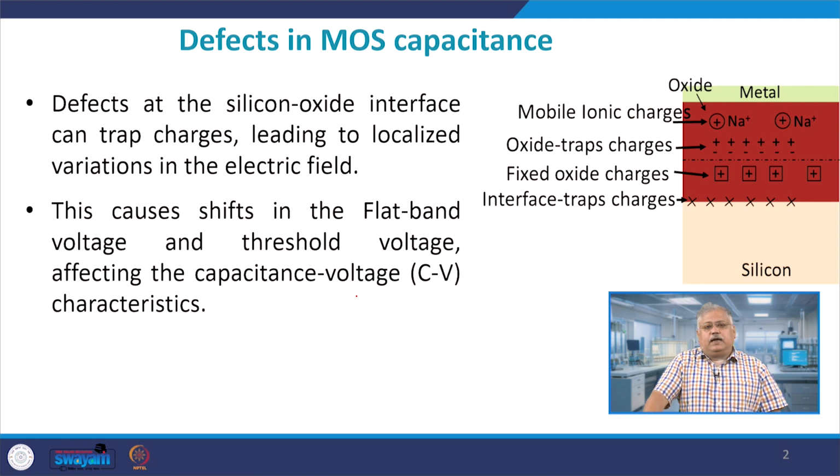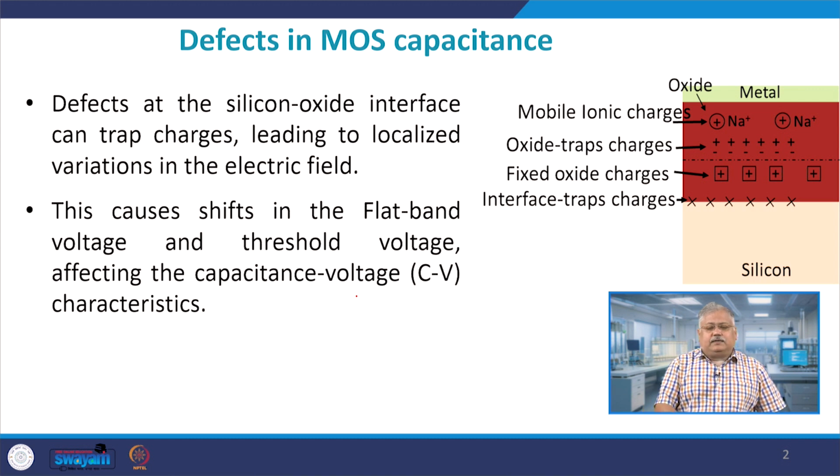So there can be interface trap charges, and there can be oxide trap charges. When these trap charges are available, from a very first principle point of view, the electric lines of force which need to terminate at the silicon dioxide interface, or just near the silicon, actually terminate well ahead of it. So the flux actually reduces onto the silicon surface. This causes a shift in the flatband voltage, and when the flatband voltage changes, you very well know that the threshold voltage will also change.